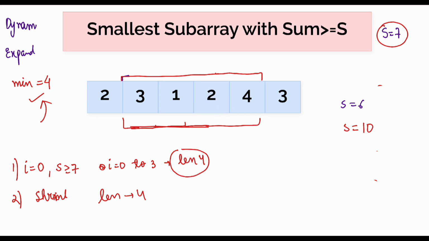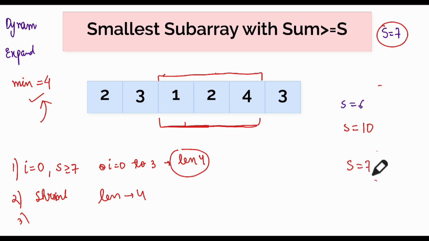So now what is going to happen? Remember, again we are going to shrink from the left side. So shrinking will happen, this will come here, and now this will become my new window. Now let's check the sum of this window. 4 plus 2, 6, plus 1, 7. Surprisingly, even after removing the element from the left end, this is a very important point, I see that my sum is still greater than equal to 7, right?